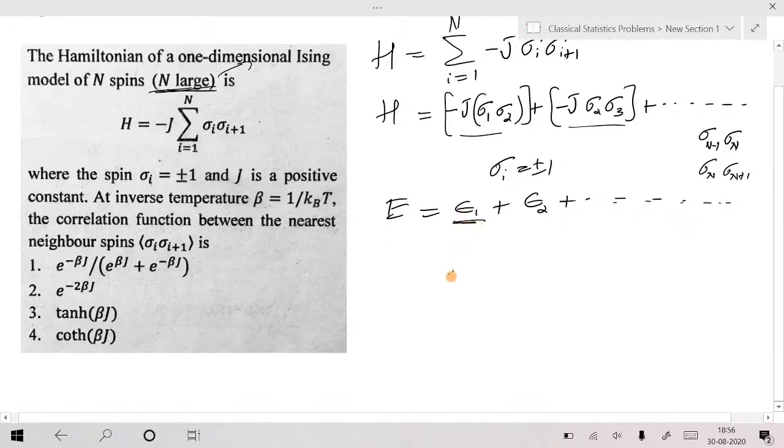I'm going to write the possible energy for the ith of these energy terms. I'll call it an energy term because these are not single particle energies. These are energies corresponding to adjacent particle interaction actually. That's why let me call it the ith energy term. Earlier I called this the energy for the ith particle.